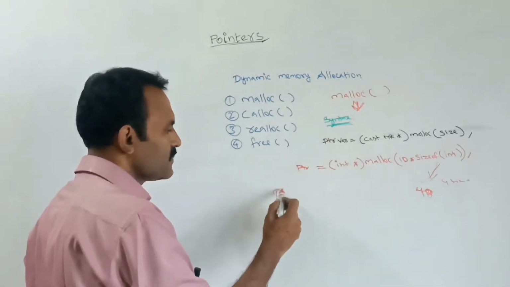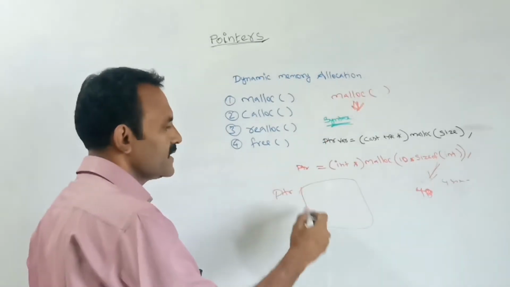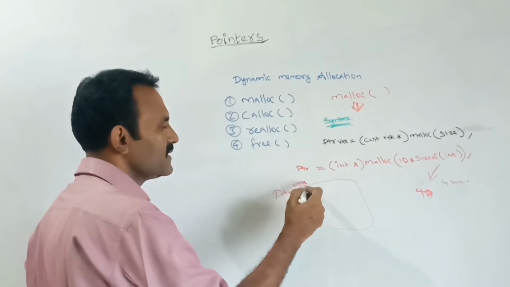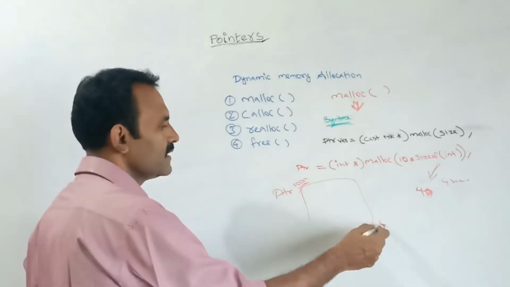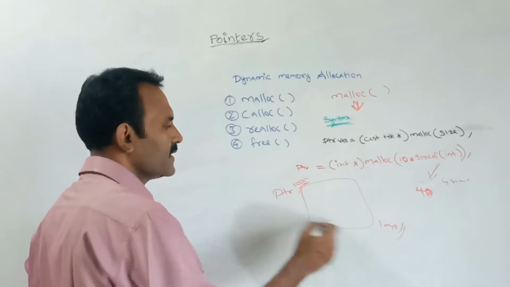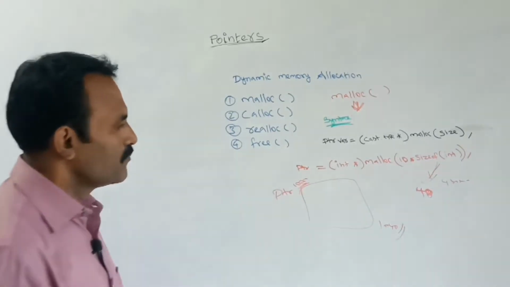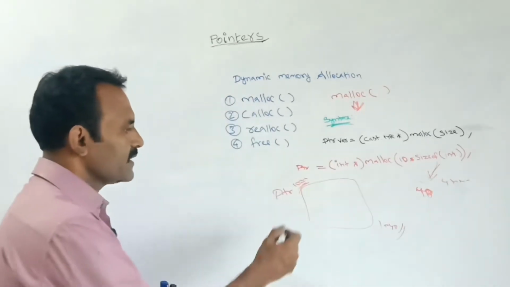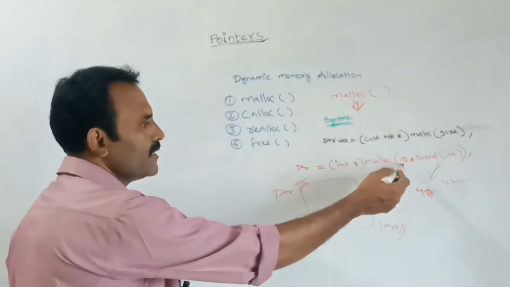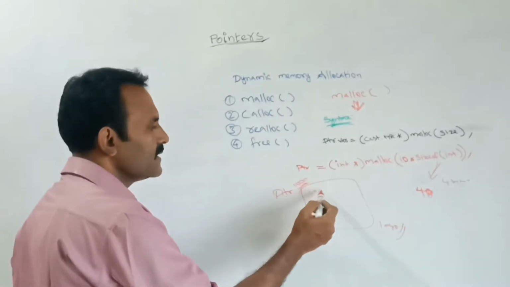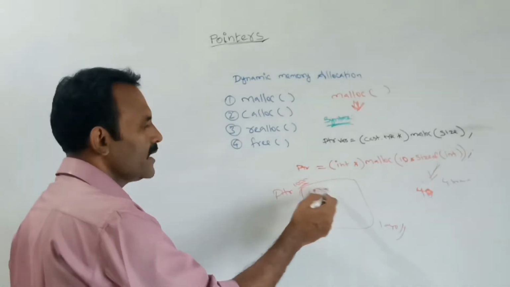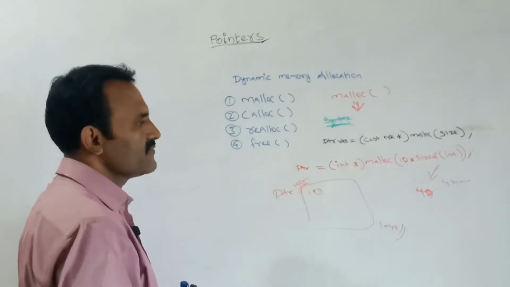In total 40 bytes were allocated. For example, if it starts from address 1000, it finishes with address 1040. So this base address was stored in ptr, so that here we can store totally how many elements? 10 elements. Each element is what data type? Integer data type. So in this way we can create.